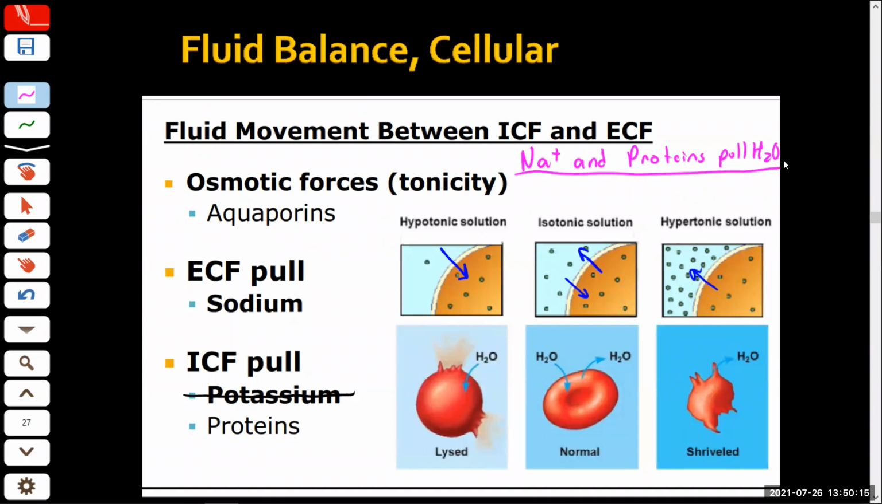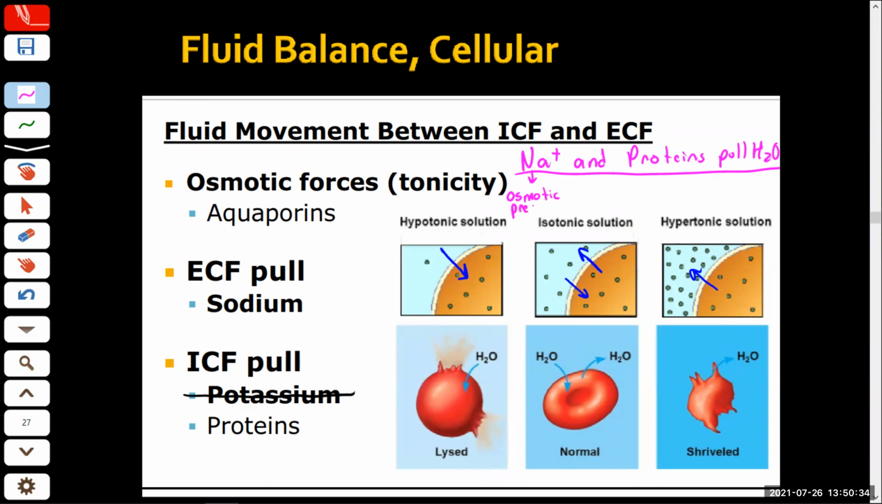Sodium and proteins pull water. So these green dots, they could be sodium or they could be proteins. Water would flow the same way. If we're talking about sodium, we're talking about osmotic.